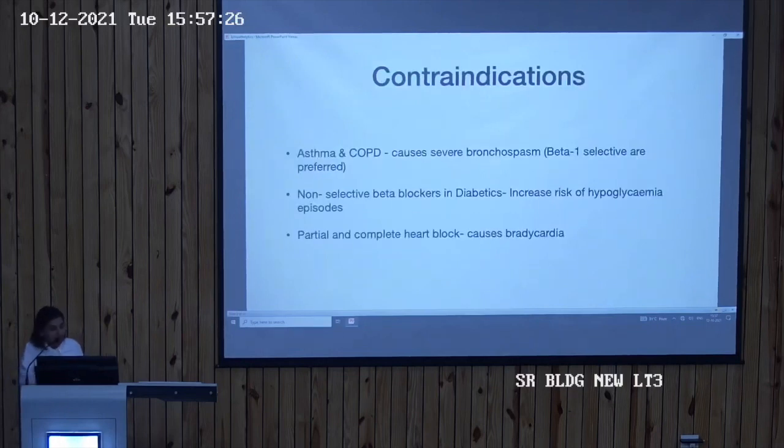So the contraindications here, as explained: asthma and COPD, where it causes severe bronchospasm, so beta 1 selective blockers are preferred. Non-selective beta blockers in diabetics increase the risk of hypoglycemic episodes, and in partial and complete heart block they cause bradycardia.